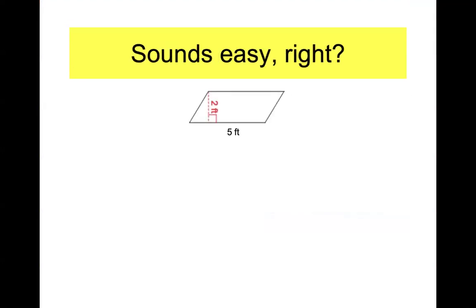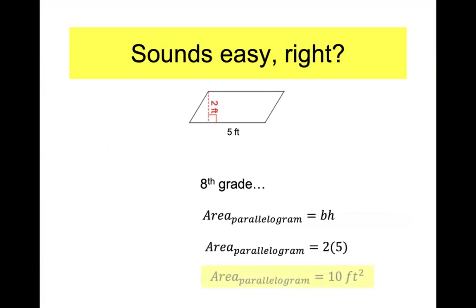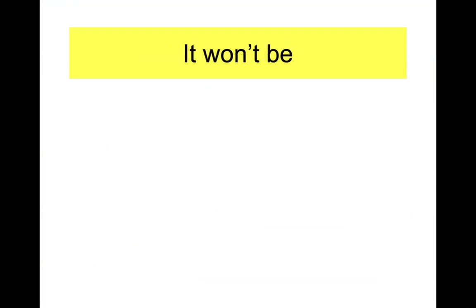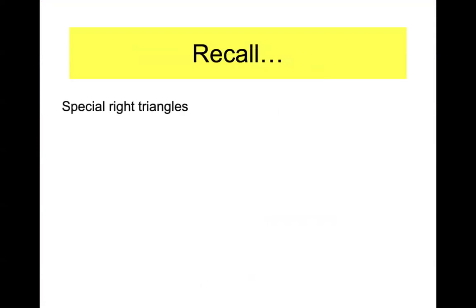Okay, so it sounds easy, and it is. This is more like a sixth grade or an eighth grade example right here, where they give you the base, they give you the height, you multiply the two numbers together, you get 10 square feet. You know, that's what it looks like from sixth to eighth grade. In geometry, we're just going to make the problem more challenging.